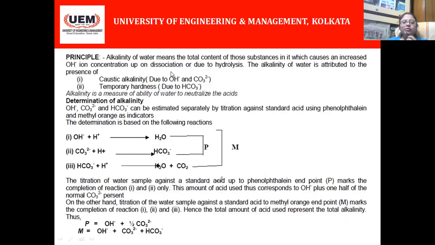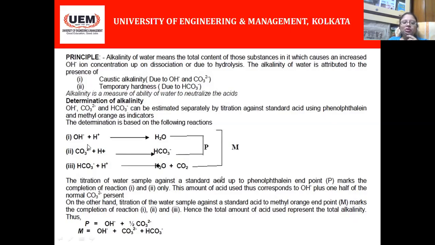So there are two types of alkalinity. One is caustic alkalinity, that is due to hydroxide ion and carbonate ion, and another is temporary hardness, that is coming from the presence of bicarbonate ion. So alkalinity is a measure of the ability of water to neutralize the acid. Now for OH minus alkalinity, as I have already discussed, it is in the pH range of beyond 10, that is at about pH 12.